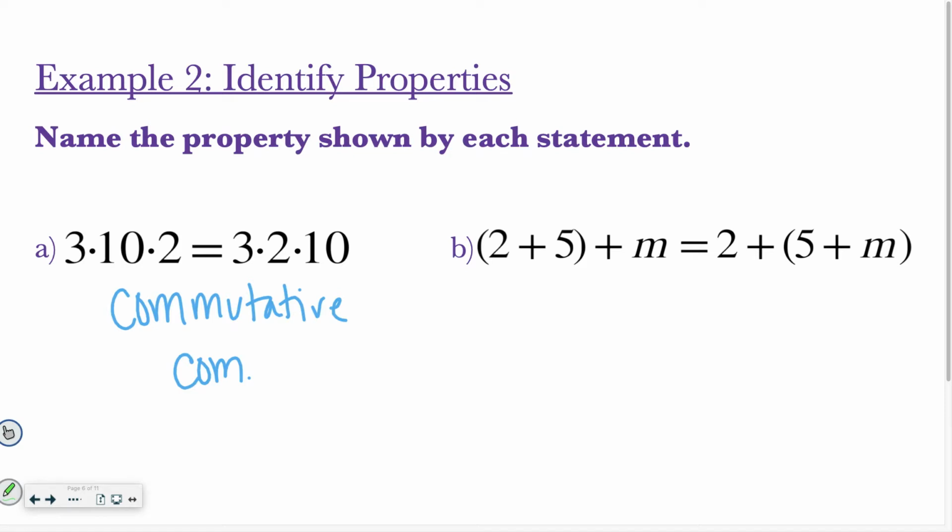Letter B, the quantity of 2 plus 5 plus m equals 2 plus the quantity of 5 plus m. Hopefully you saw those parentheses, saw that they're grouped differently, and those parentheses told you it was the associative property. If you would like to abbreviate this one, you must be careful. This is the only abbreviation I will accept for associative property: ASSOC, okay? You can't just do A because there are properties that start with the word addition.